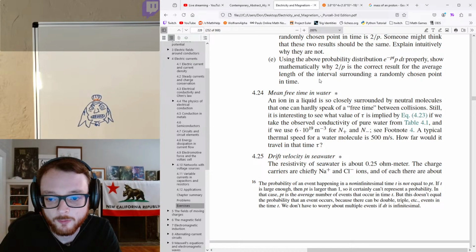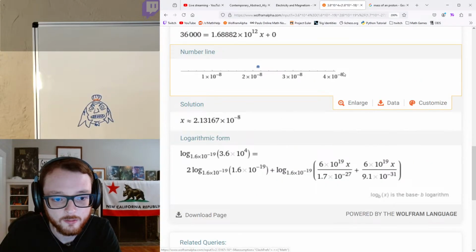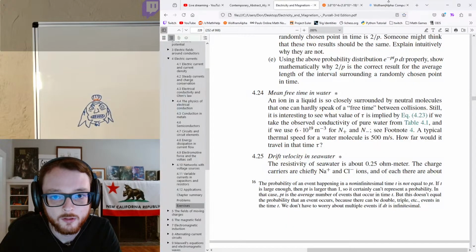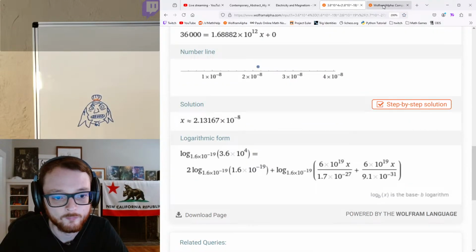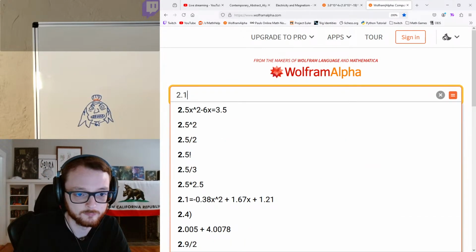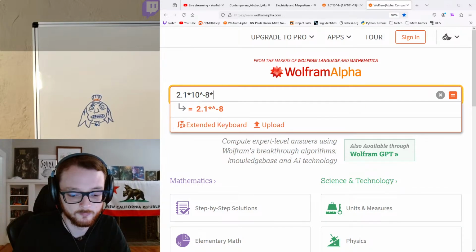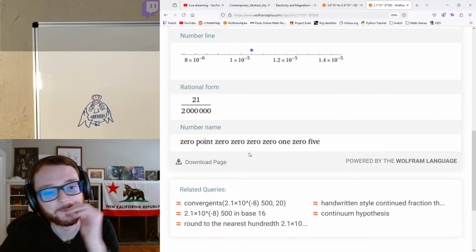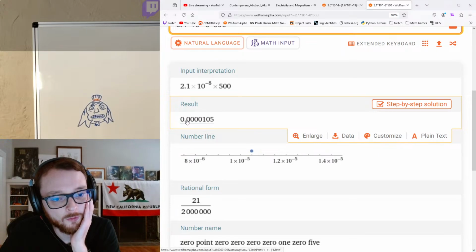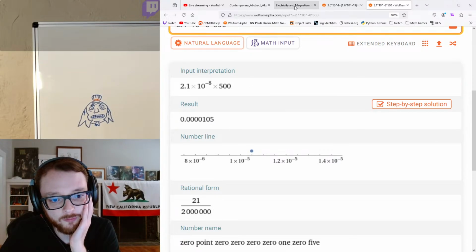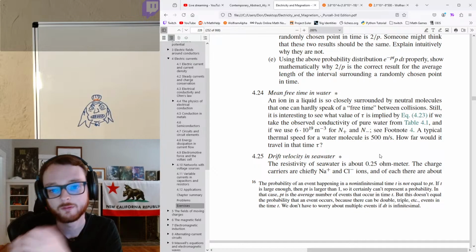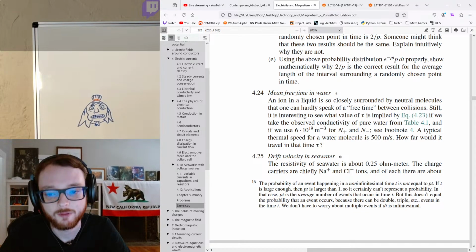Mean thermal speed for water is 500 meters per second. So if we take the number that we get, multiply by 500, we can get the distance that it travels in the mean free time. 2.1 times 10 to the minus 8. So it would travel, by my calculation, a pretty long distance on the atomic scale. Like, isn't that stupidly long? I feel like I need to see if I can find the answer to this one.